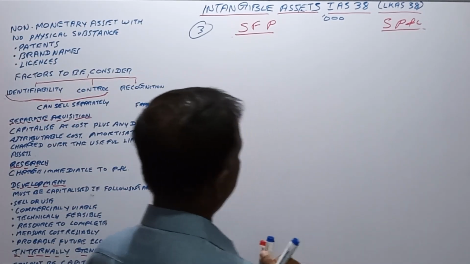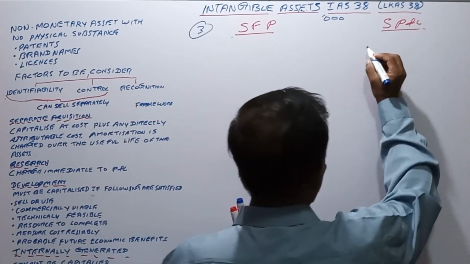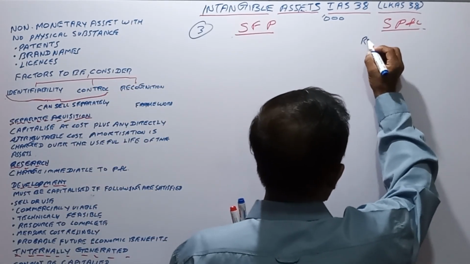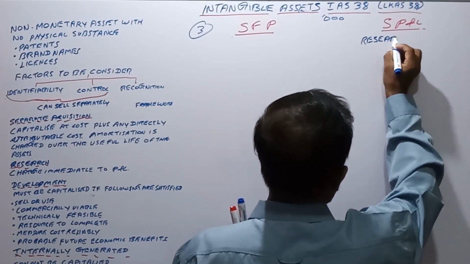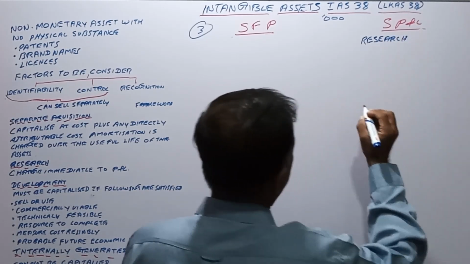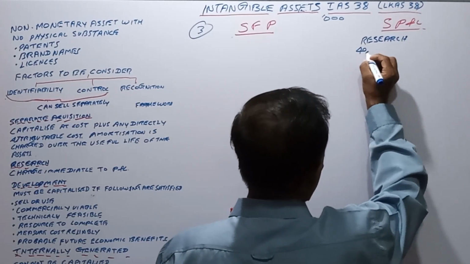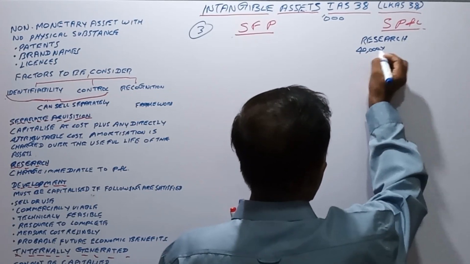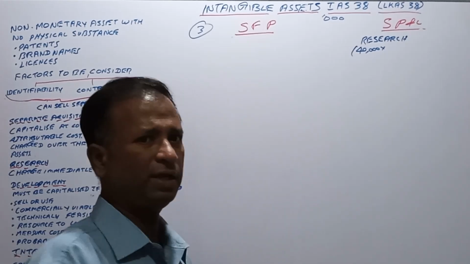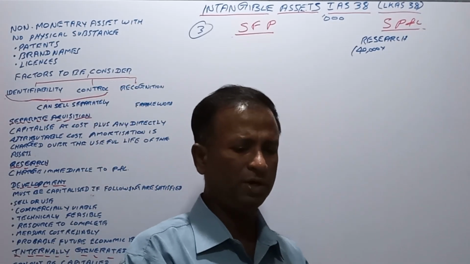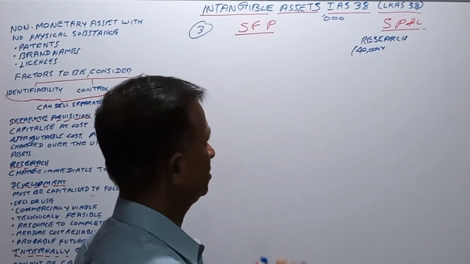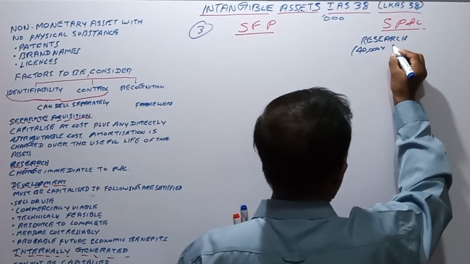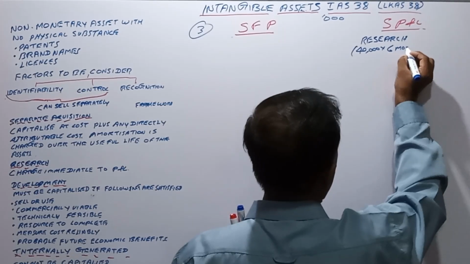Research and development, then research expenses: 40,000 into February, March, April, May, June, July, that is 6 months, 40,000 into 6 months.